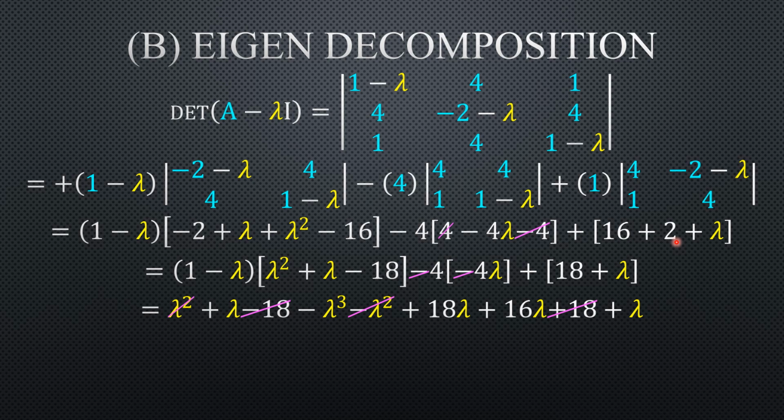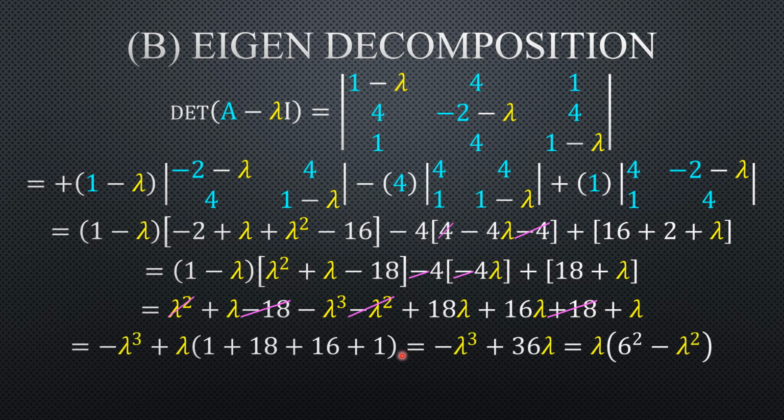From there, we just distribute this 1 minus lambda into there, distribute the 4, that one's good to go. After all that's done, we see that this square here cancels with this square here. All right, fair enough, we like that. Secondly, we see that this 18 cancels with this 18, so now we can really simplify pretty quickly. As such, we don't have any square terms, we don't have any constant terms, so we have a cubic term and a linear term.